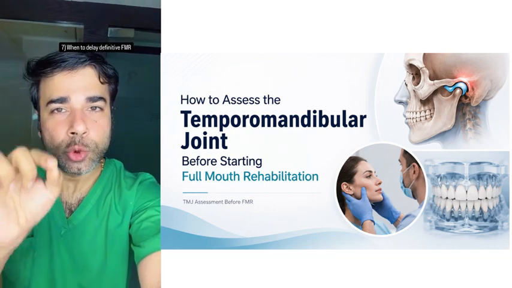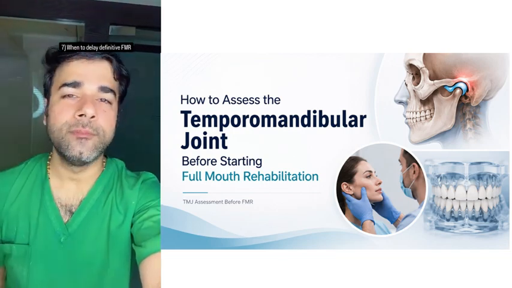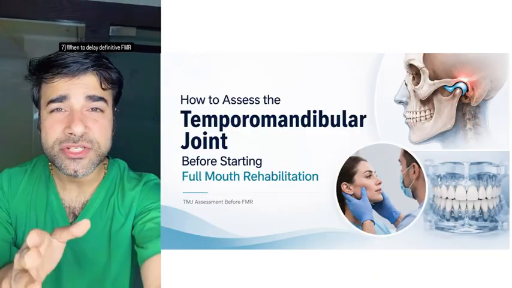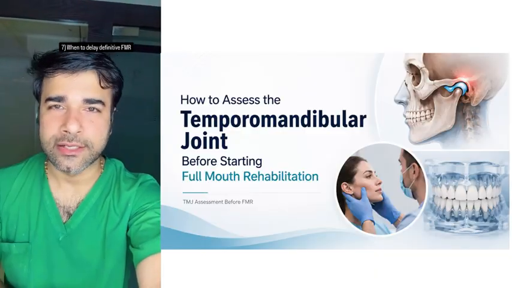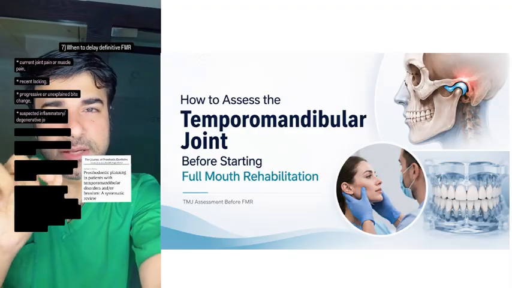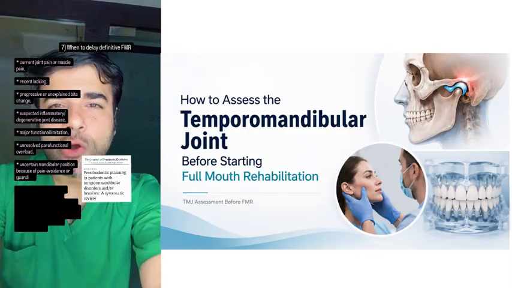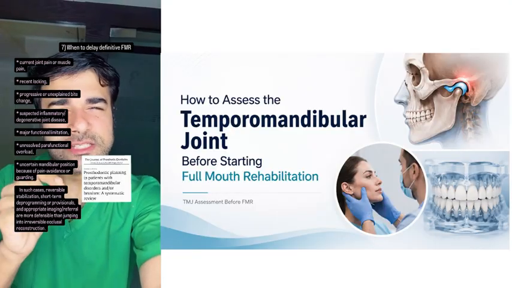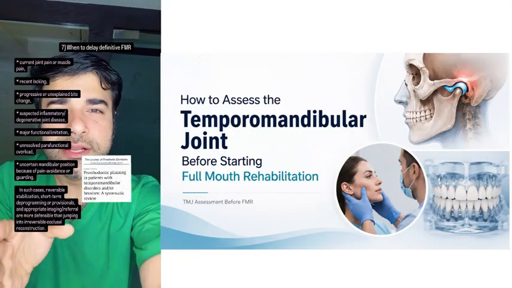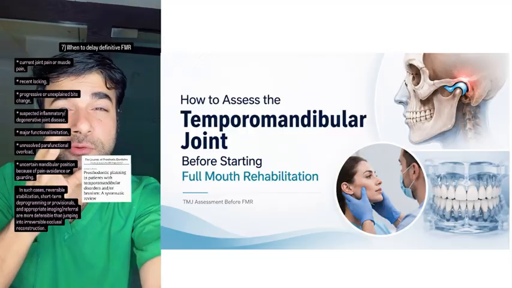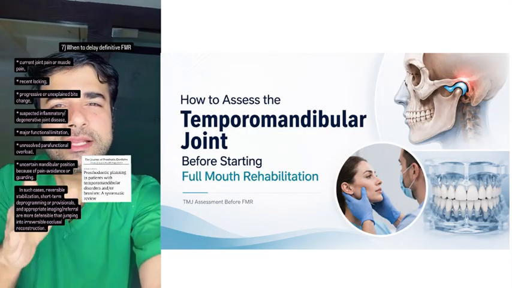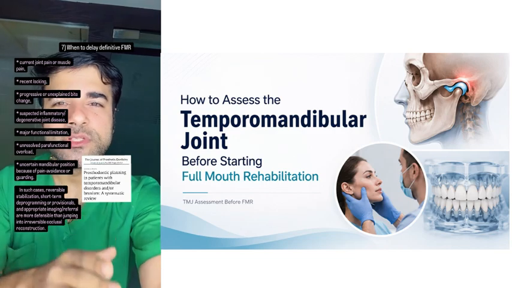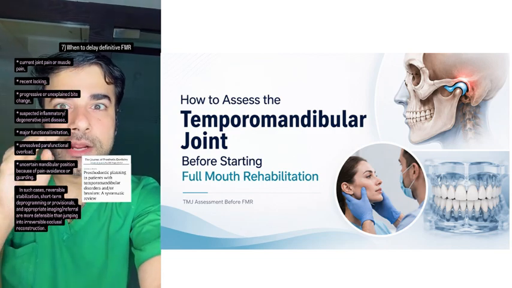Next, when to delay definitive full mouth rehabilitation. I would avoid starting definitive FMR immediately when any of the following are present: current joint pain or muscle pain, recent locking, progressive or unexplained bite change, suspected inflammatory or degenerative joint disease, major functional limitation, unresolved parafunctional overload, or uncertain mandibular position because of pain avoidance or guarding.